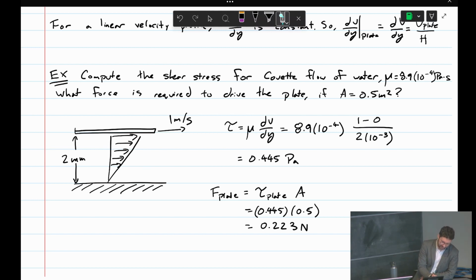At the top plate, the force on that top plate is generated by the shear stress of the fluid parcels sticking to that top plate times the area of the top plate. So here, tau plate: since we have Couette flow, we assumed a constant tau throughout our fluid. So tau plate is just tau.